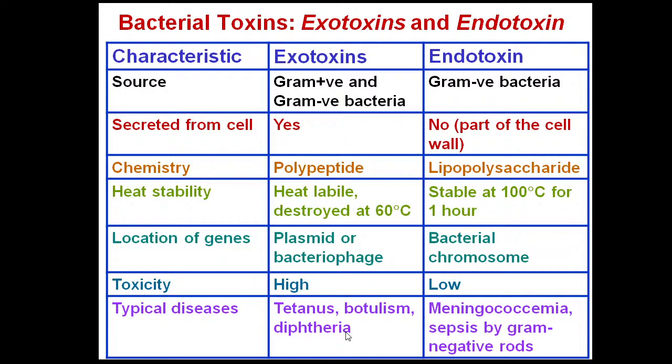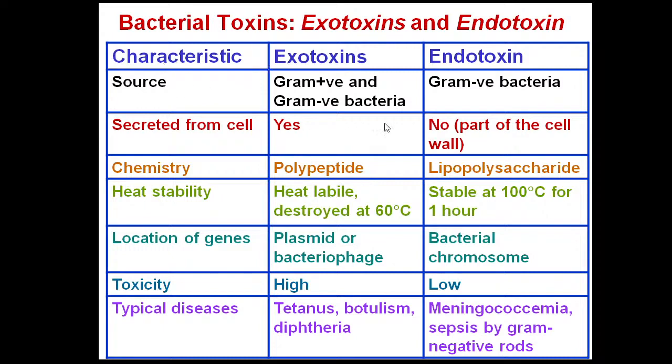Then let's take a look at the chemistry. Exotoxins are proteins. They are of polypeptide nature. It means this substance can be produced inside the cell and secreted to outside the cell. Mostly they are exotoxins, right? Released into the environment.